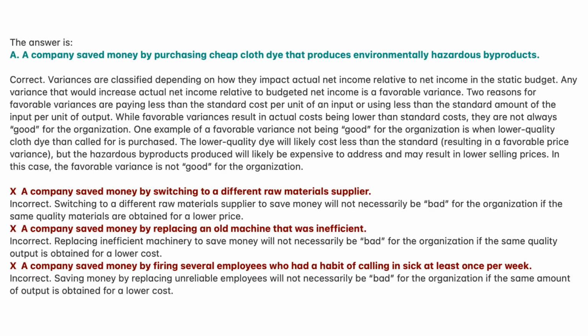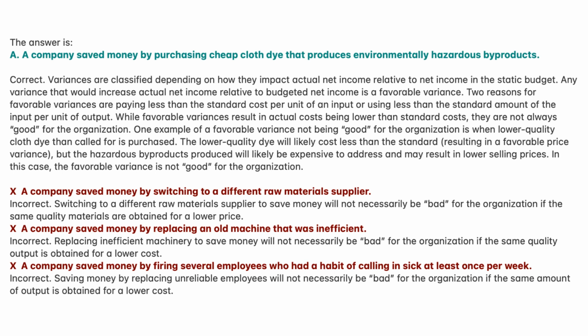A company saved money by purchasing cheap cloth dye that produces environmentally hazardous byproducts. Correct. Variances are classified depending on how they impact actual net income relative to net income in the static budget. Any variance that would increase actual net income relative to budgeted net income is a favorable variance. Two reasons for favorable variances are paying less than the standard cost per unit of an input or using less than the standard amount of the input per unit of output.